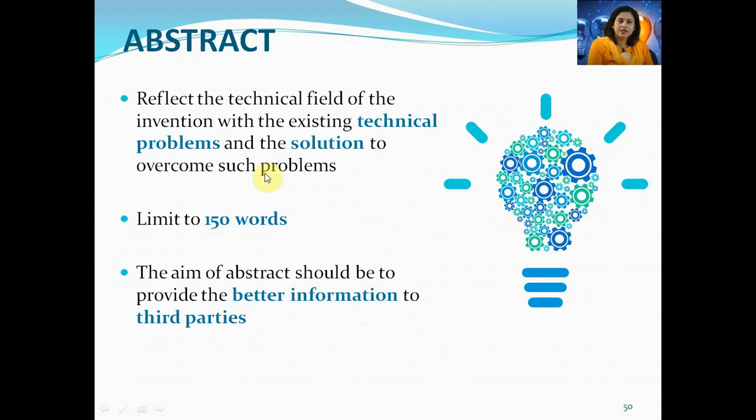Next we come to abstract drafting of the patent. An abstract should be drafted in such a manner to make it reflect the technical field of the invention with existing technical problems and the solution to overcome such problems. It should be briefly drafted and it should be within the limit of 150 words. The aim of the abstract should be to provide the better information to third parties.